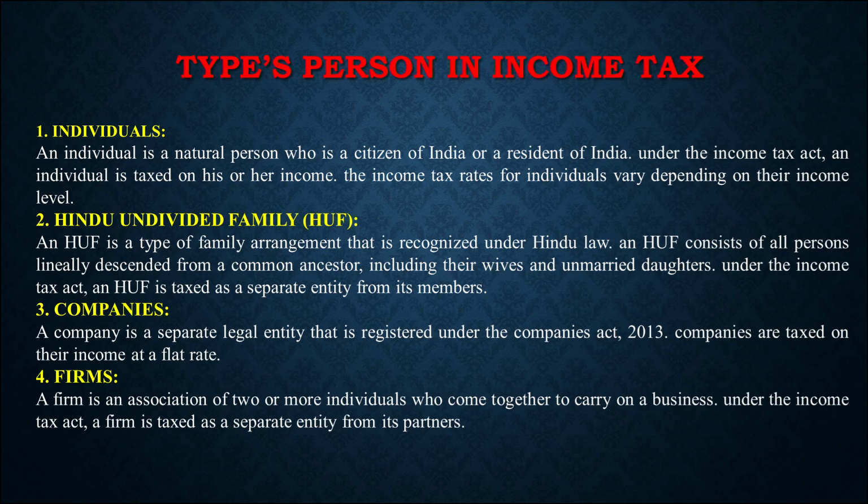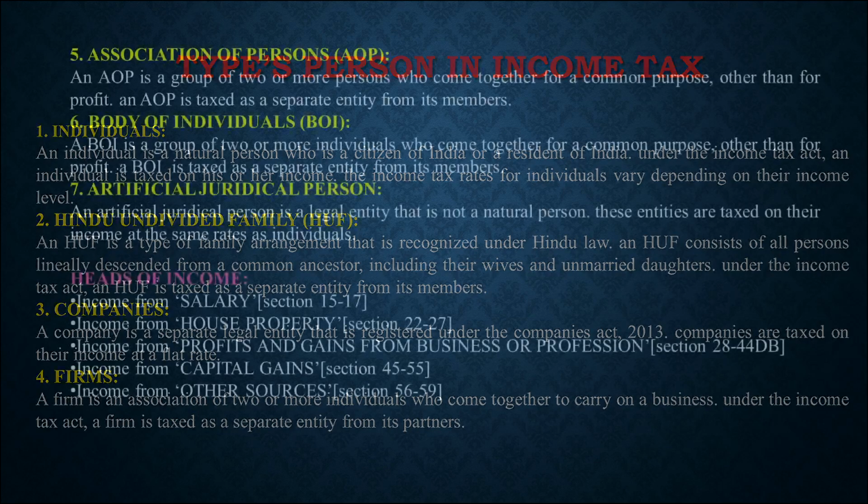Companies. A company is a separate legal entity that is registered under the Companies Act 2013. Companies are taxed on their income at a flat rate. And fourth person, firm. A firm is an association of 2 or more individuals who come together to carry on their business. Under the Income Tax Act, a firm is taxed as a separate entity from its partners.